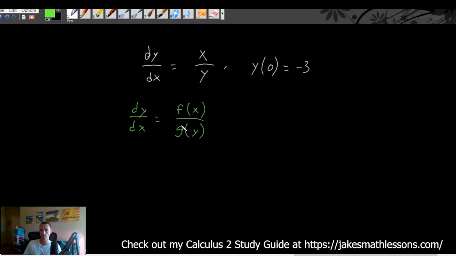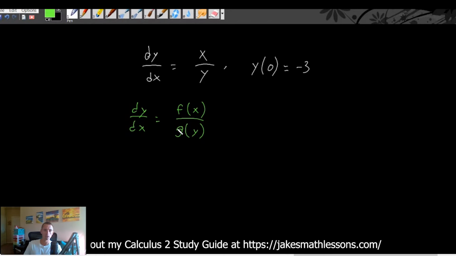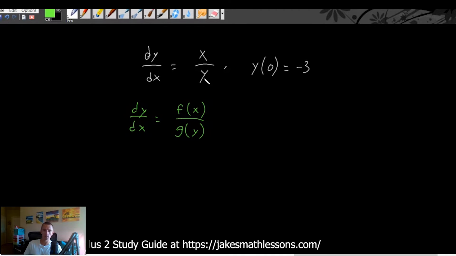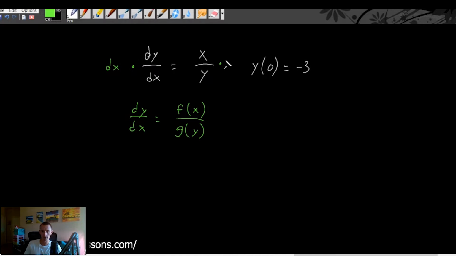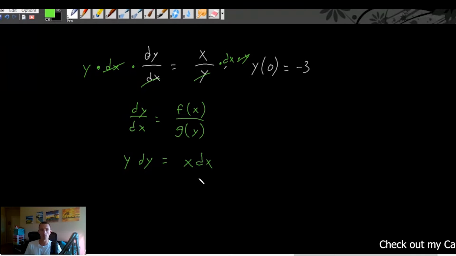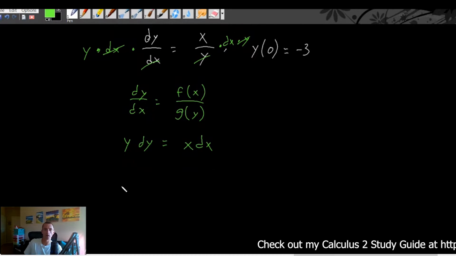Okay, so we've already got it in the right form that we want, which is great, because what this allows us to do is to move all of our y's over to the left, move all our x's over to the right by just multiplying both sides by dx, and then multiplying both sides by y, leaving us with the dx's canceling and the y's canceling over here, giving us y dy equals x dx. Great. So we've got our variables separated. That was pretty simple in this case. Of course, they won't always be that simple, but in this case, it wasn't too bad, I hope.